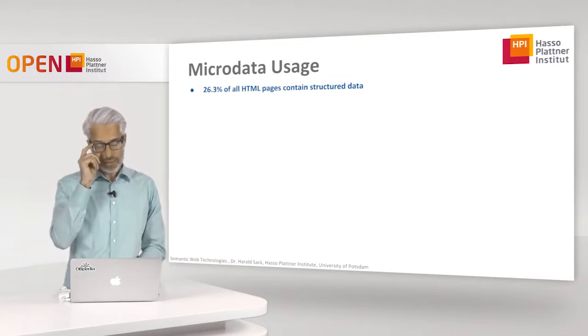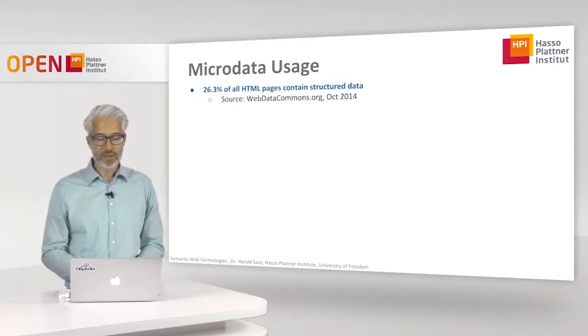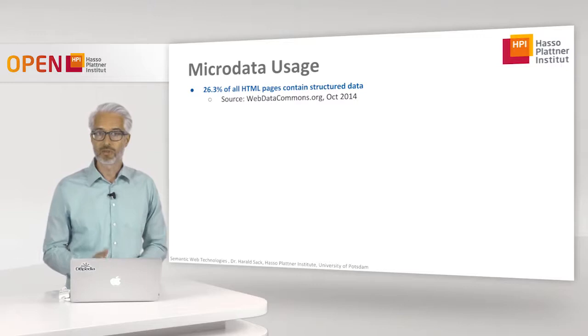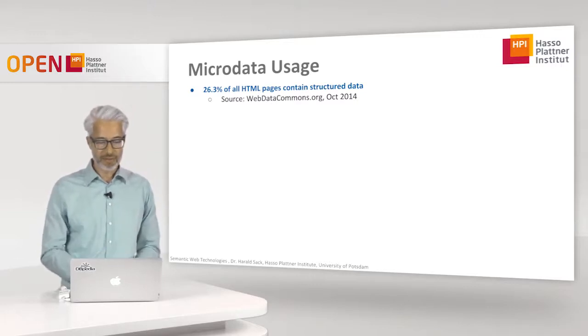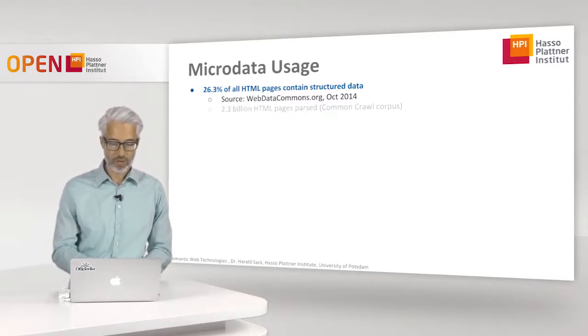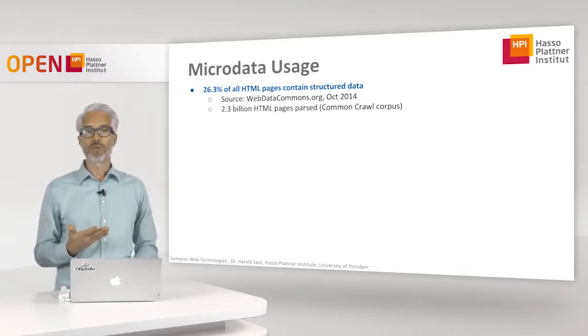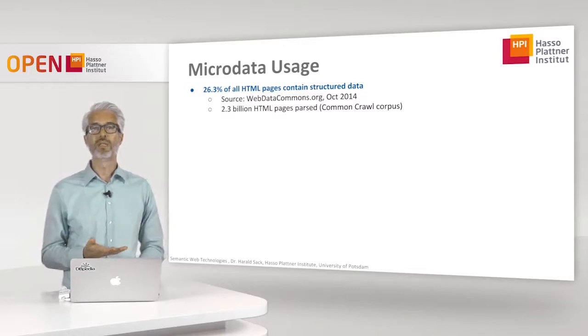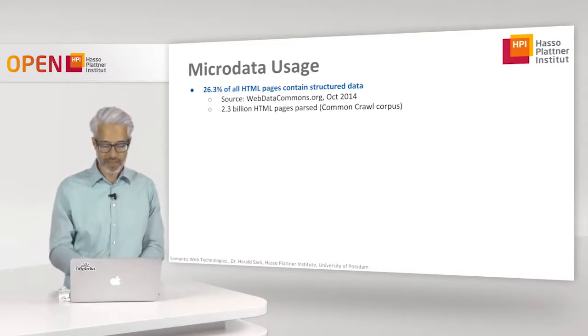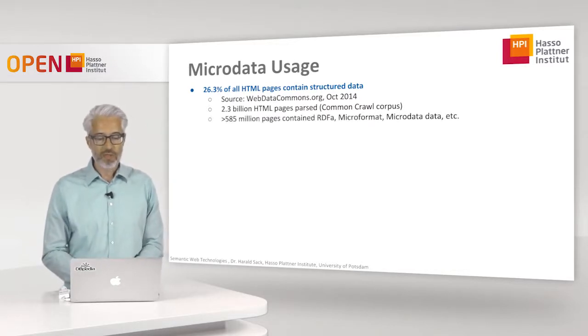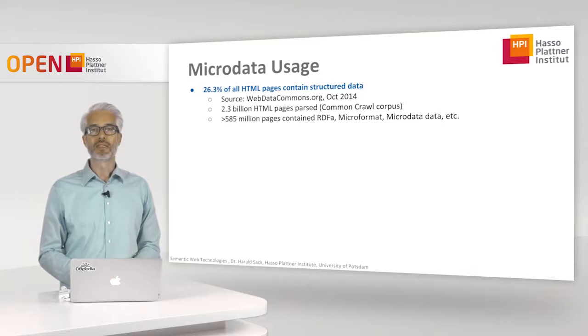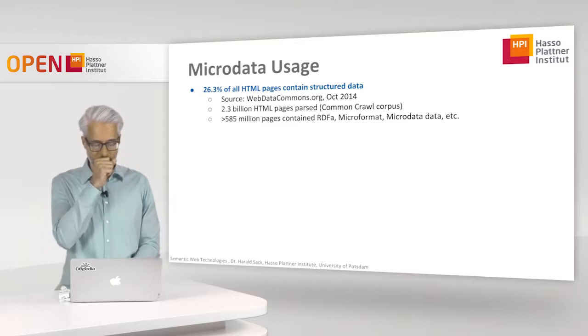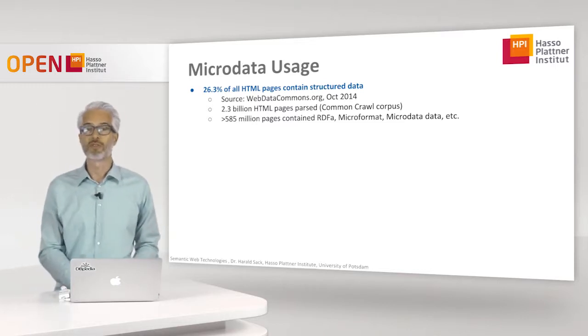It's always quite difficult. There was a survey in 2014, which is the latest number that I have, from the webdatacommons.org crawl. They use a web crawl called the Common Crawl Corpus, which consists of 2.3 billion HTML pages gathered by a web crawler and parsed. Within these pages, more than 500 million contained RDFa, microformat, and microdata. So this is more than 26% of all these pages.